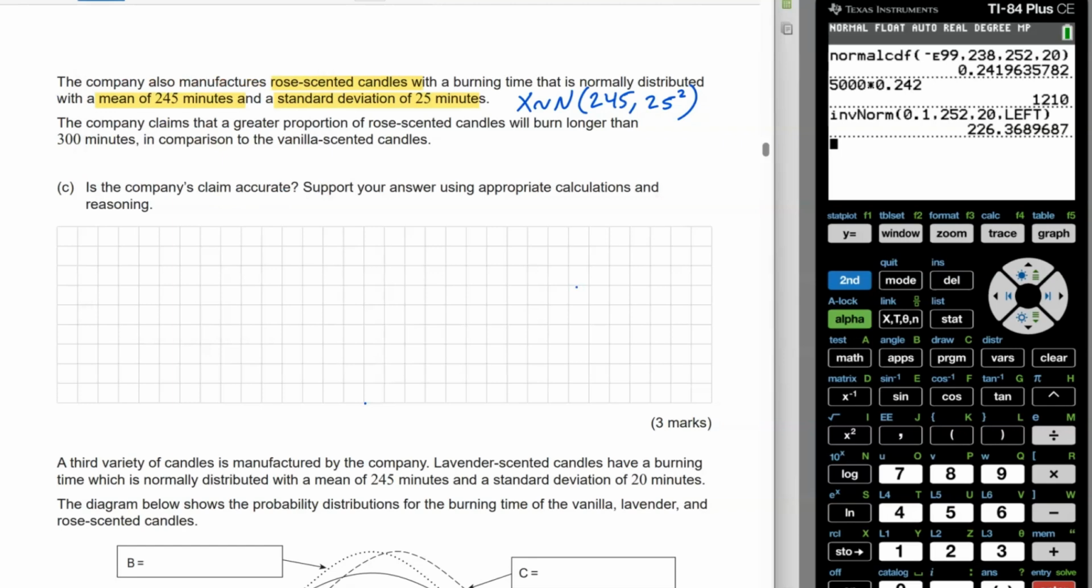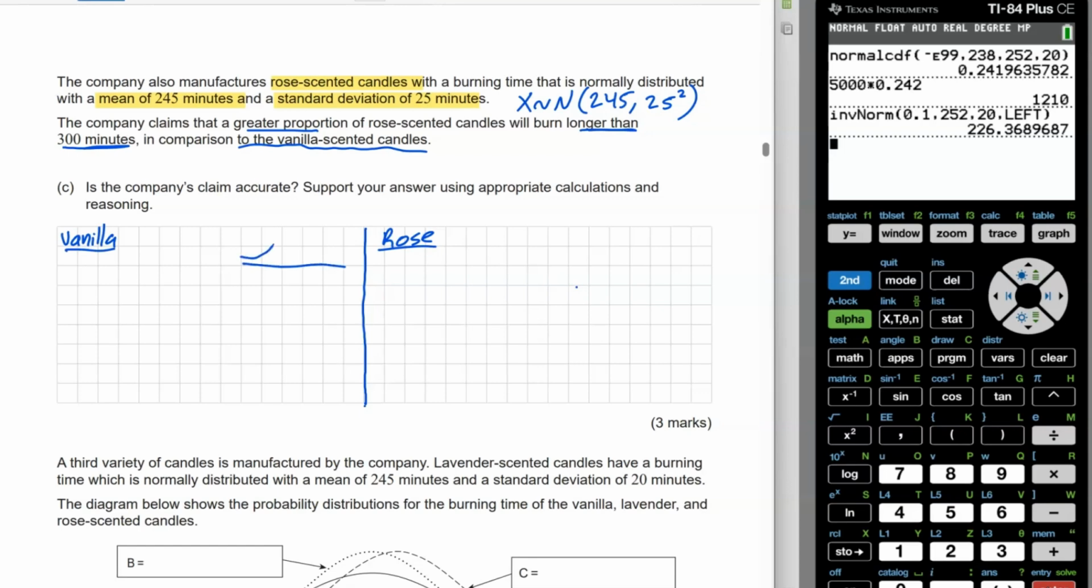Okay, so this time the company claims that a greater proportion of rose-scented candles will burn longer than 300 minutes, so longer in comparison to the vanilla-scented candle. So we need to do two calculations here. I'm probably going to split my working space in half. On one side, I'll do vanilla and calculate the probability. On the other side, I'll do my roses.